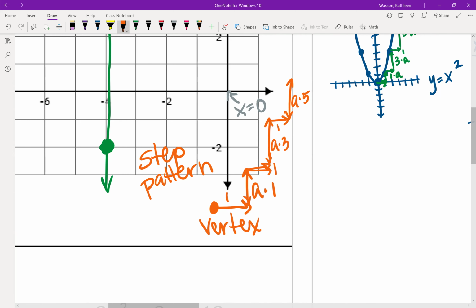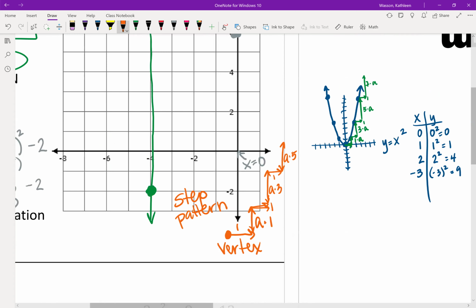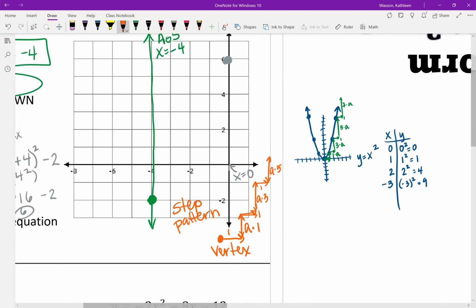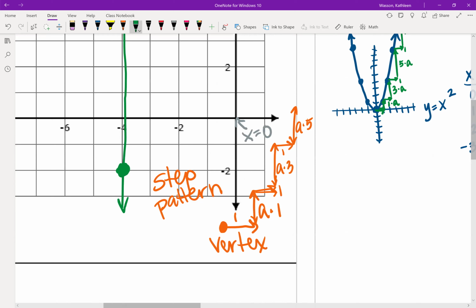So let's graph this transformation from y equals x squared using the step pattern. For this equation, A is half. So to graph the rest of this curve, I would go right 1 and up half. This is A times 1. Then I would go right 1 again, and I would go up 3 times half.